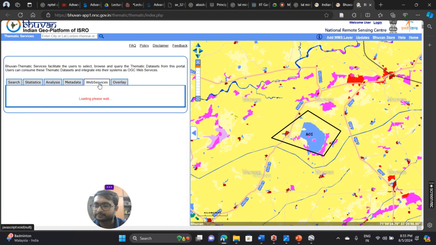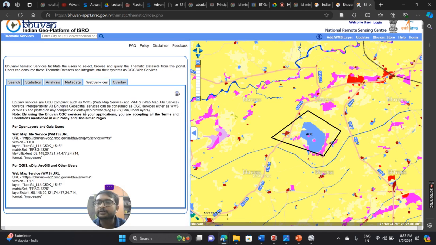Then you have web service over here. If you want to import these data sets into any GIS software, whether it's QGIS, ArcGIS, or any particular website, you can use these URLs which are given here. These are for QGIS, uDig, ArcGIS, and other users. You can use these URLs and import the data into your GIS software.